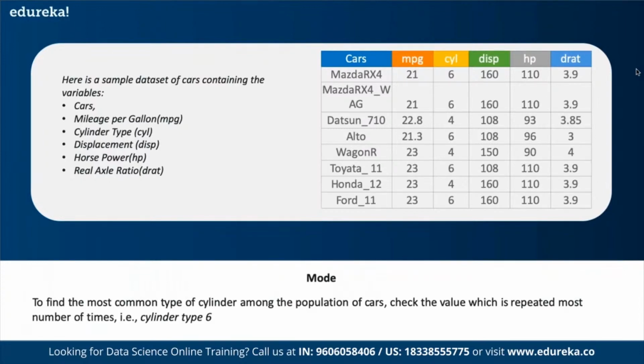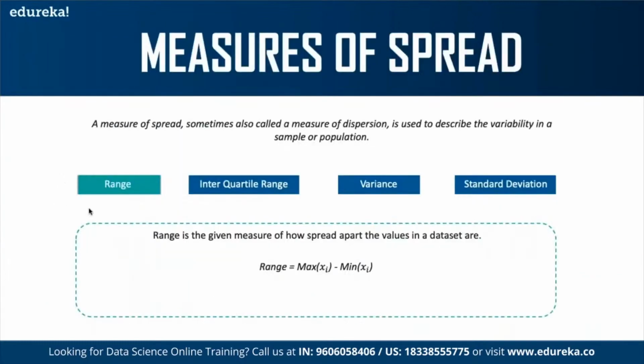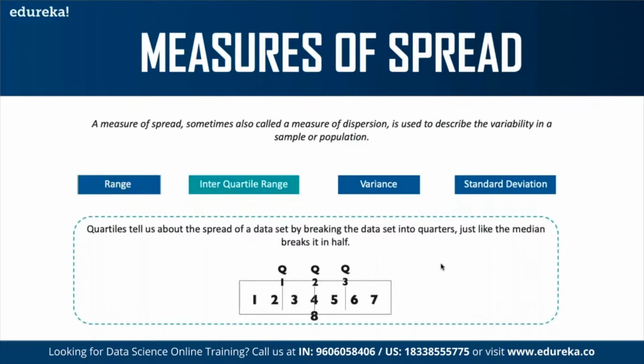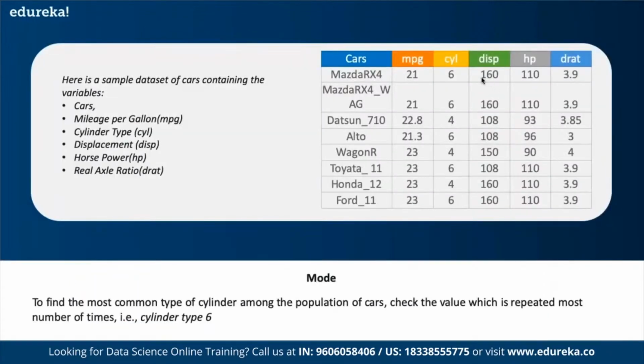Now, in terms of measures of spread, we have first of all the range. Range is simply how spread apart the values are in a data set. For example, in the previous data set, we look at the maximum and minimum values. Suppose we want to find the range for displacement or HP here, then we can simply subtract the minimum value from the maximum value, right?